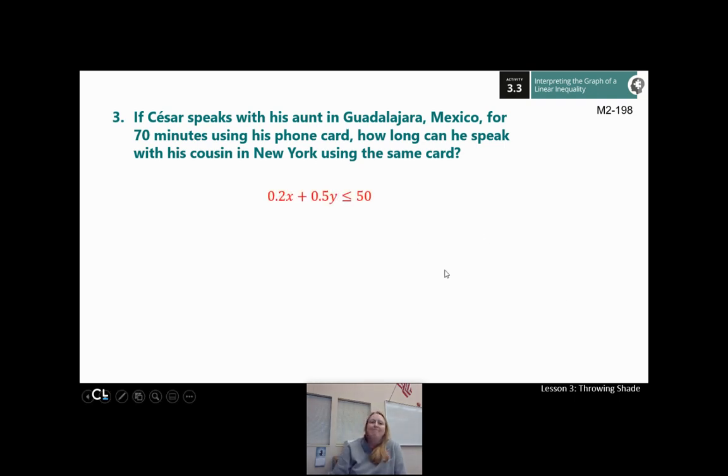So here's my inequality. And we're seeing that he spent 70 minutes calling his aunt in Guadalajara. So that means that y equals 70, doesn't it? So everywhere we see a y, we're going to plug in 70. So we have 0.2x plus 0.5 times 70 is less than or equal to 50. At this point, I'm going to grab a calculator because I'm not doing this in my head. 0.5 times 70 gives me 35. So I have 0.2x plus 35 is less than or equal to 50.